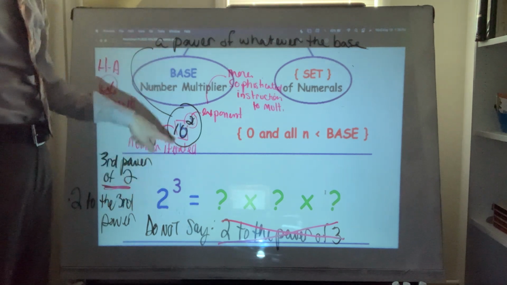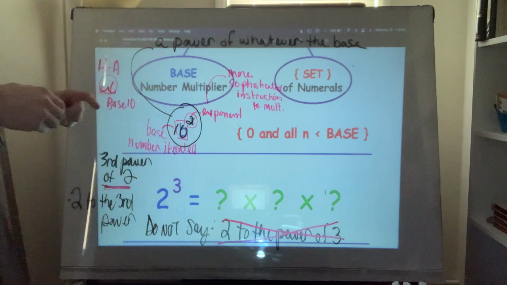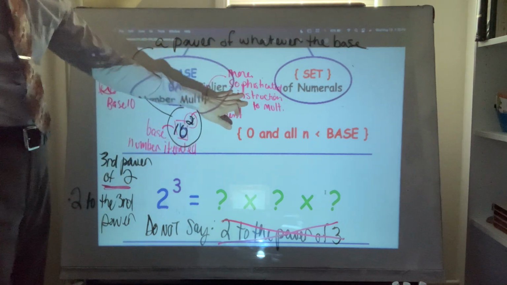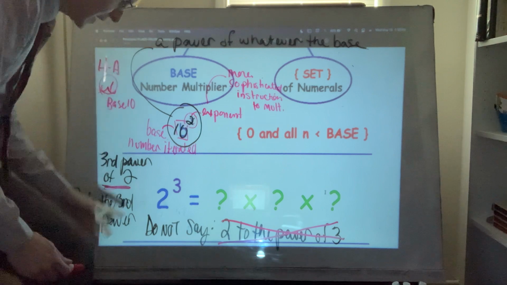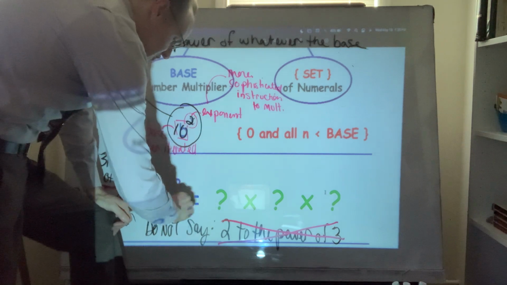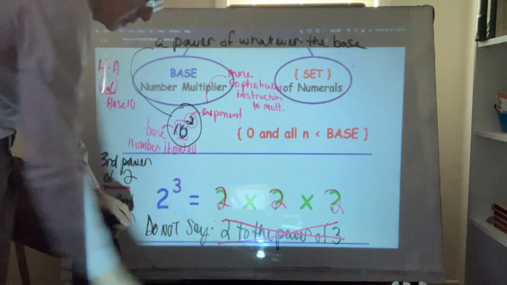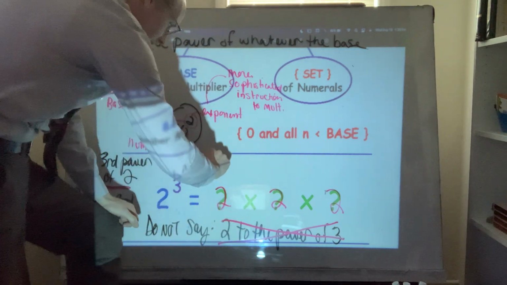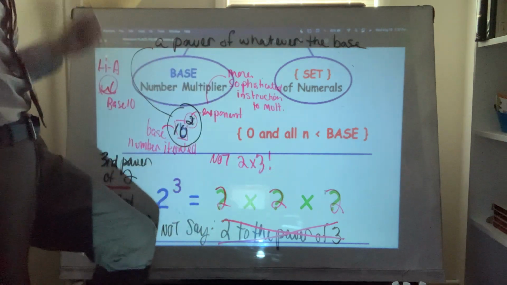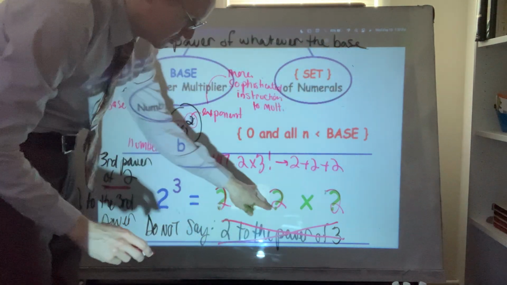This is a power of 2, this is a power of 10, because that is the base and that is the base, respectively. Right? Now, another thing is that it involves multiplication, but it's a more sophisticated instruction to multiply. What it is telling you is that you take the base number and you iterate it. So if it's a base 2, then it's a 2 here, and a 2 here, and a 2 here, and then you multiply. Right? It is not 2 times 3. 2 times 3 would be 2 plus 2 plus 2, as opposed to 2 times 2 times 2.